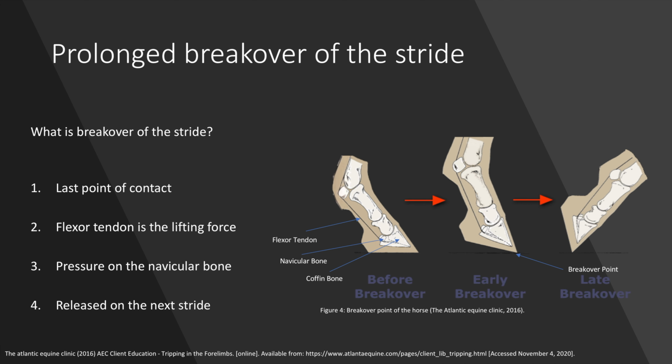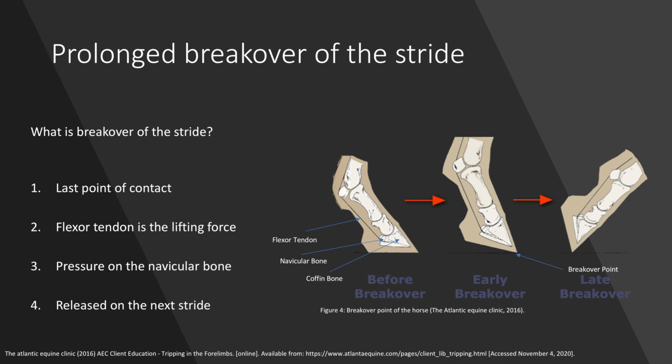The point of breakover in a stride is the last point of the horse's hoof or shoe to leave contact with the ground. It is the action of the hoof pivoting over the toe to lift the leg up to move forward. The flexor tendon is the lifting force as it pulls on the coffin bone to move the foot, with the tendon pressing on the navicular bone. As the horse's hoof leaves the ground, pressure from the tendon on the navicular bone is reduced until the next stride when the foot lands.